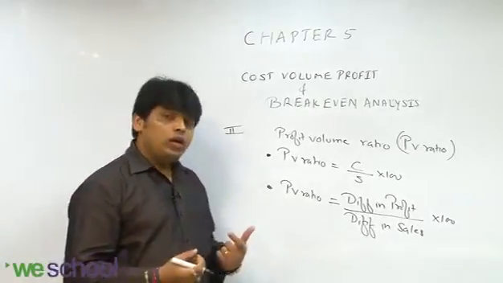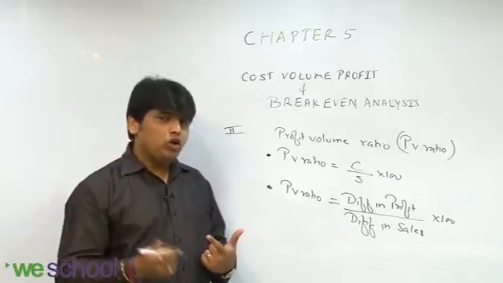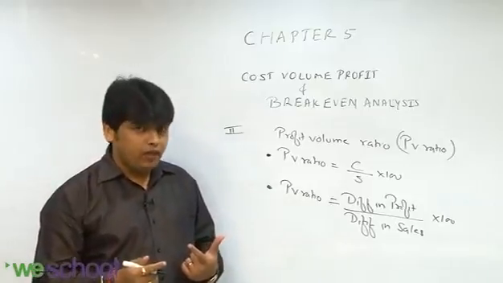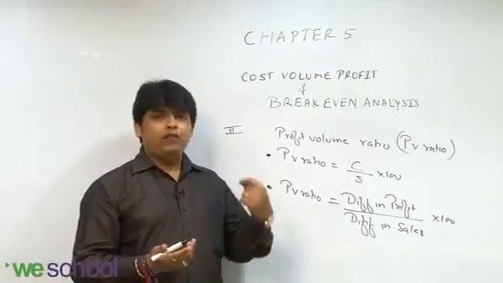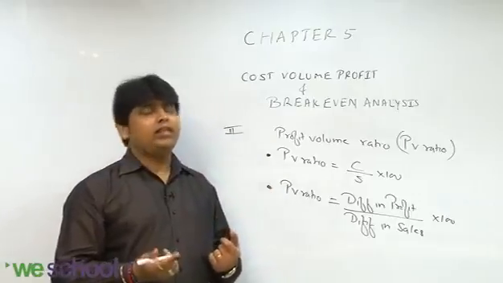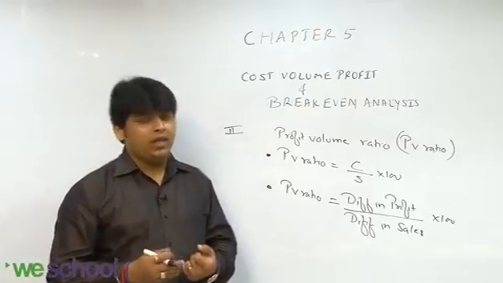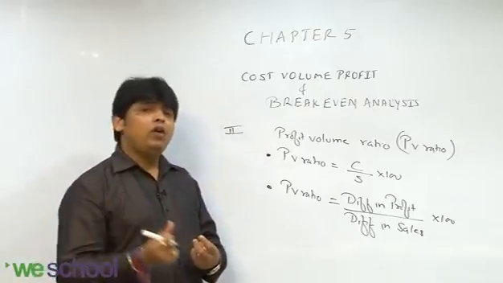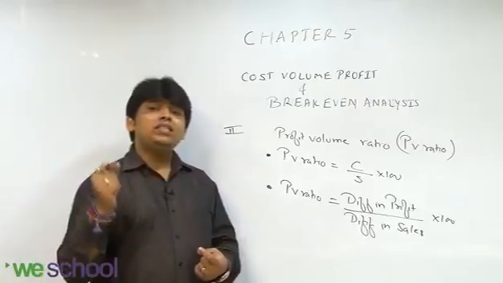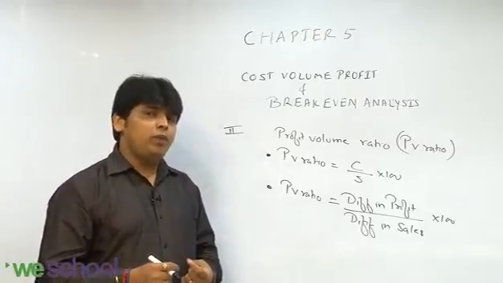Right? So, what was the formula? Contribution is equal to S minus V. Wow, that's great. Okay, what is the second formula for contribution? F plus P. Very good. And the third formula is C is equal to sales into PV ratio upon 100.